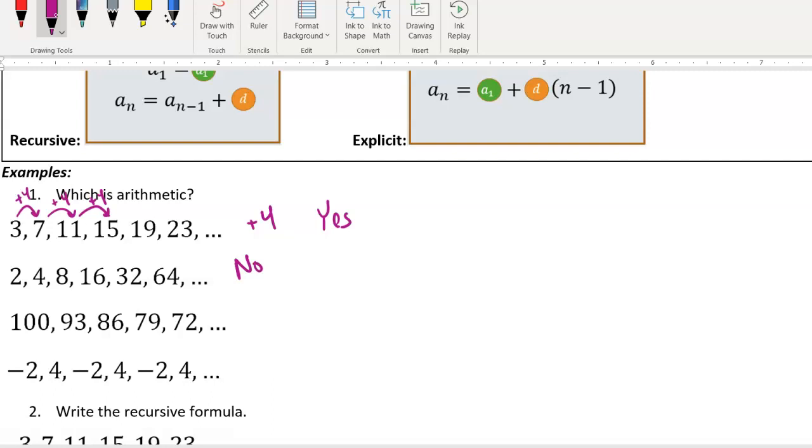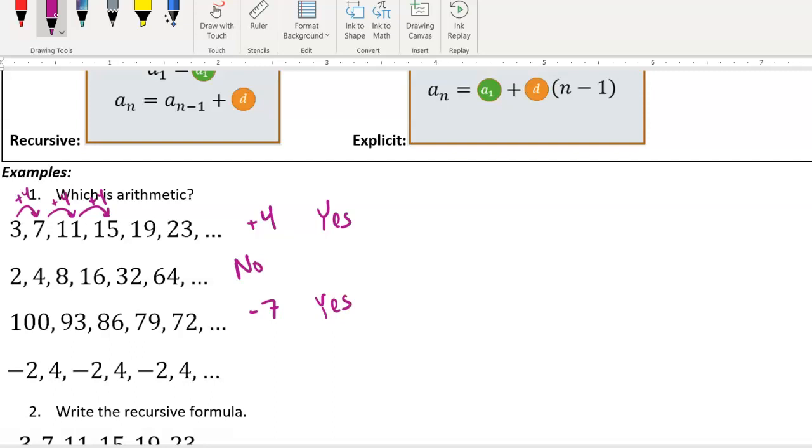Now you might say for the next one, well, it's obviously not arithmetic because we're not going up, we're going down. Well, remember I said a little bit ago that in an arithmetic sequence, a common difference doesn't have to be positive, it can be negative. So to go from 100 to 93, we would subtract 7. From 93 to 86, I would subtract 7. 86 minus 7 would be 79, and so on. The difference here is that we are subtracting 7, or you can think of it as adding a negative 7. So yes, that does represent an arithmetic sequence.